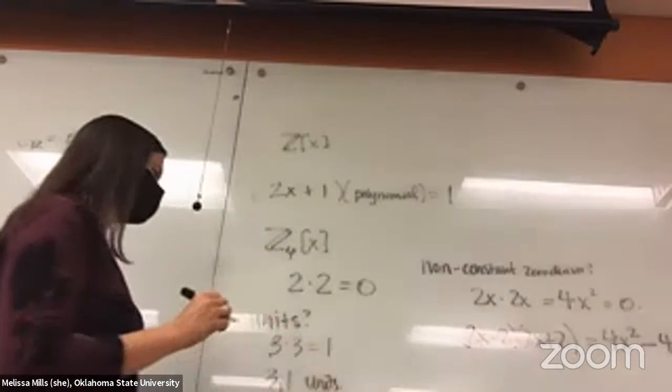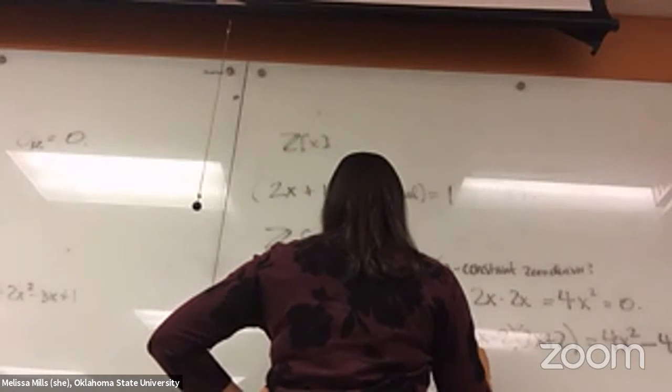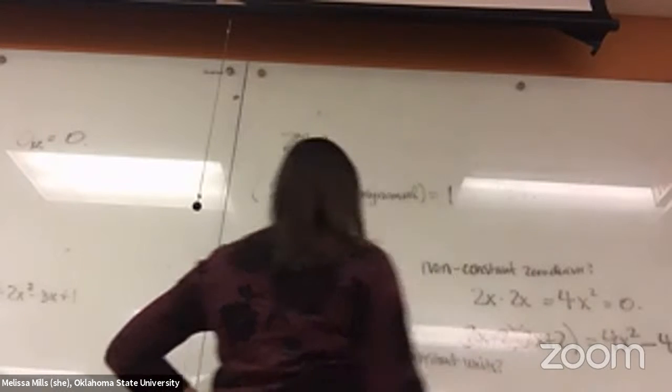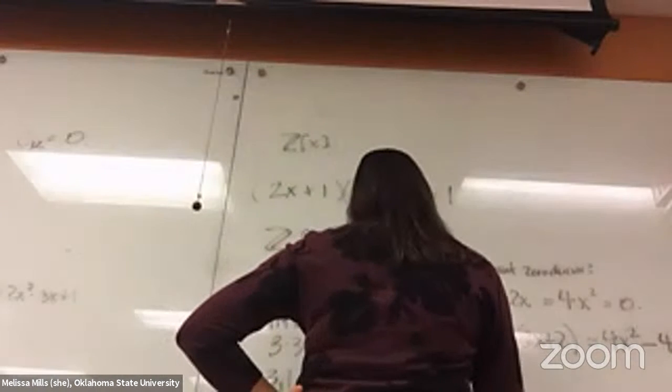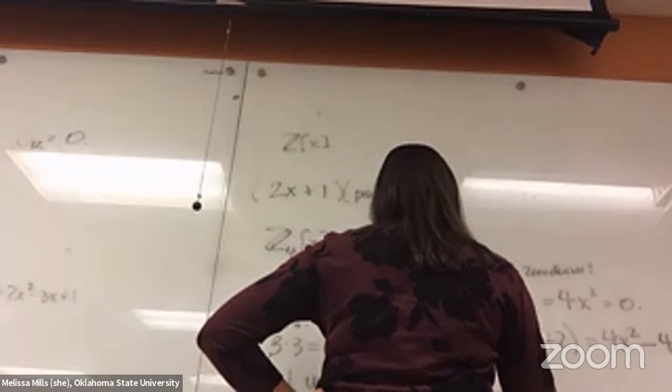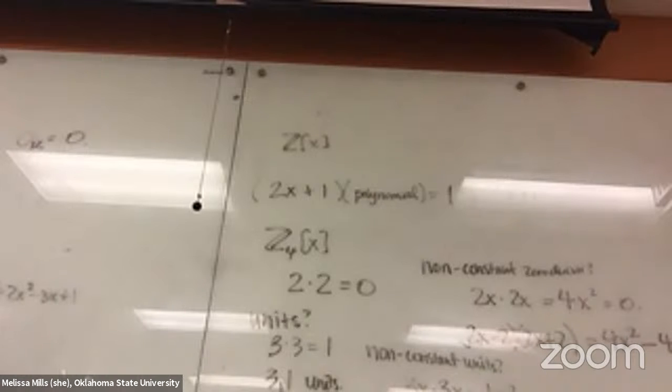Could we have non-constant units, other than like 3x? What if we had 3x times 3x, what does that give me? That gives me 1x squared. No, just not 1. Yeah, you still have to get rid of the x. We still have to get rid of the x, yeah.